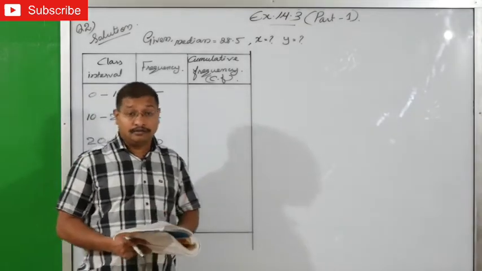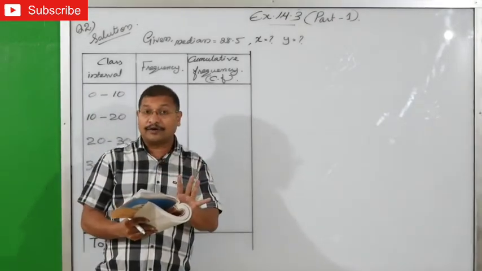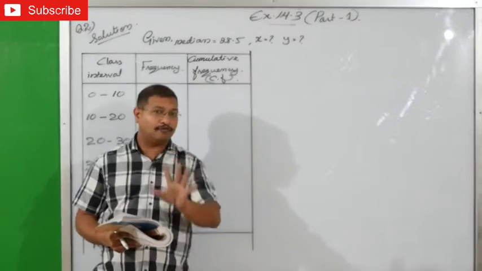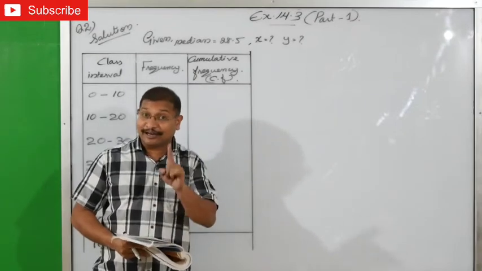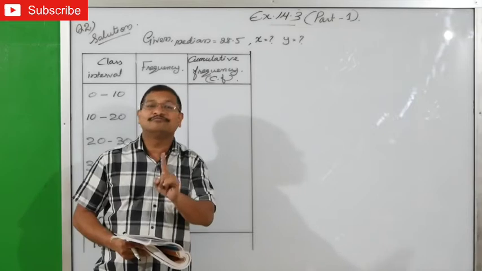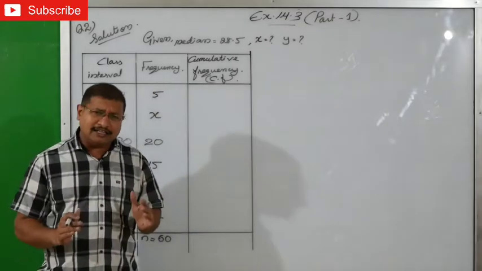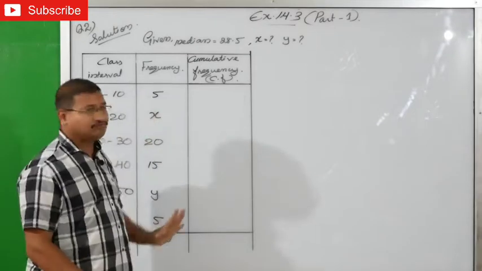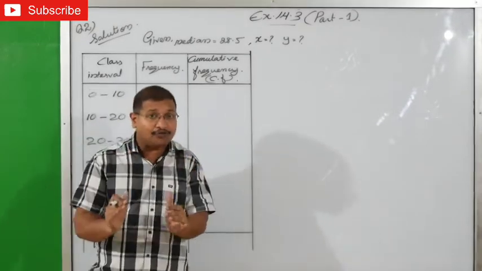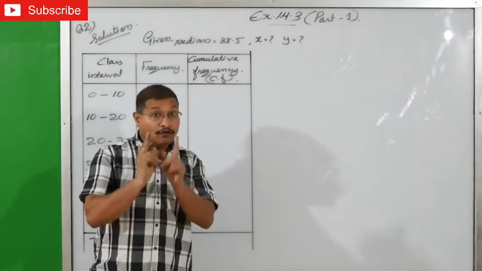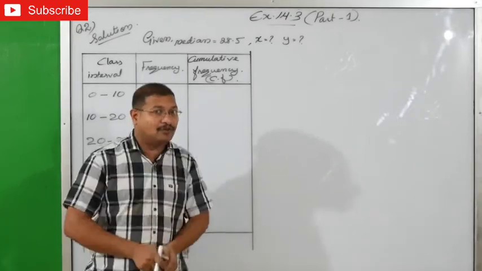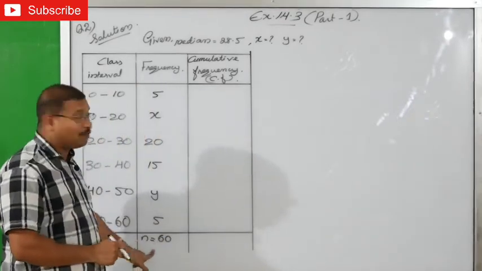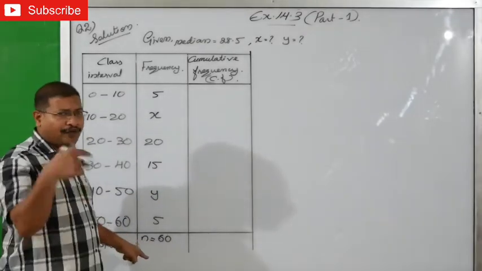Now what do you want? We want to find out the values of x and y. Please make sure that you're writing questions and keeping in your copy. So what is given in this question? Median is already given. How much? 28.5. After that, x we have to find out, y we need to find out. One more thing is given from the table. What is that? N equals 60. This total is given. Frequency total is given.